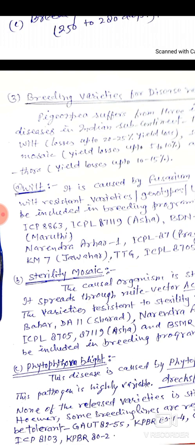Number 2, sterility mosaic. The causal organism of this disease is still unknown. It is spread through a mite vector, Aceria cajani. The varieties resistant to sterility mosaic are Bahar, DA 11, that is Sarad, Narendra Arhar, ICPL 8705, ICPL 87119, that is Asha, and BSMR 736. These genotypes or varieties should be included in the breeding program for developing a variety resistant to sterility mosaic.